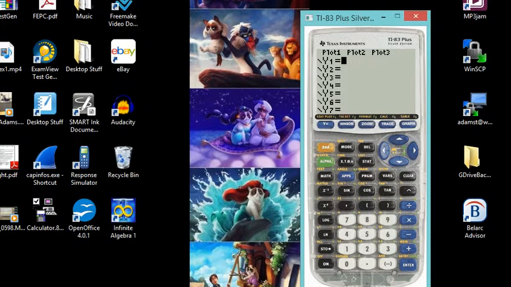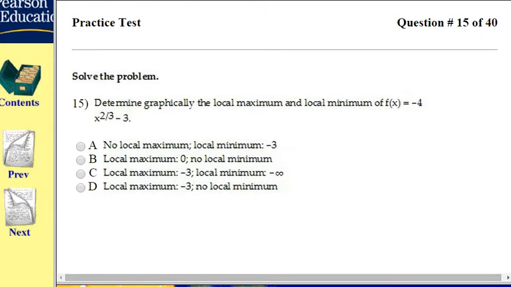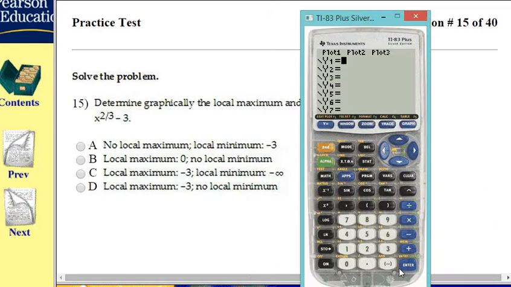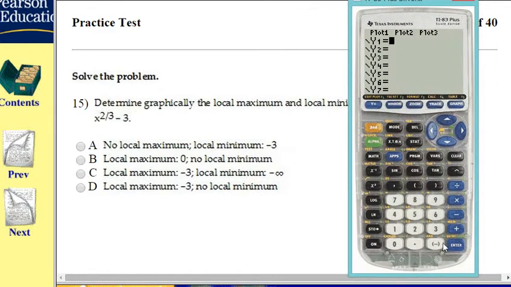So what was that graph again? It was negative 4 x raised to the 2 divided by 3. Now pay close attention as to how Mr. Adams enters it in your calculator. Minus 3. So I'm going to hit graph just to kind of look and see what that looks like. Looks like we have a cusp. There's something going on right here.